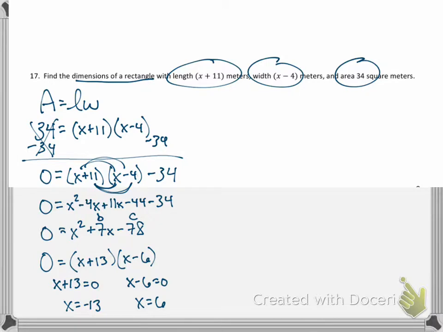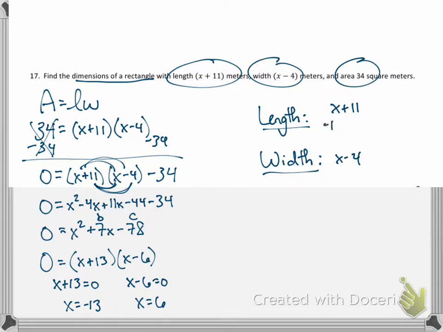Now, the question was not solve for x. The question was find the dimensions of the rectangle given all these different parameters for the length, the width, and the area. So I have two answers for x. Since the question is asking what the dimensions are, that means what's the length, what's the width. We know the length is x plus 11. We know the width is x minus 4. Well, I have two answers for x. Let's plug them in and see what works.